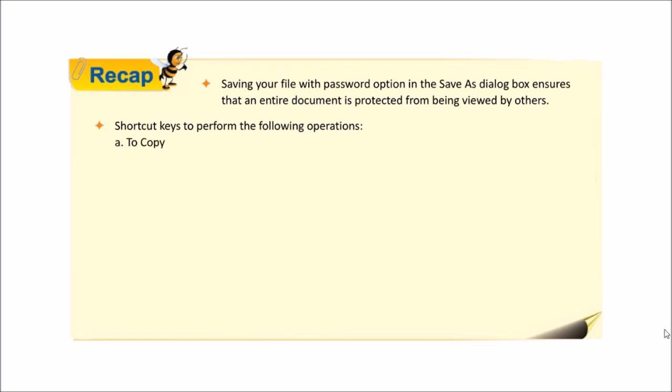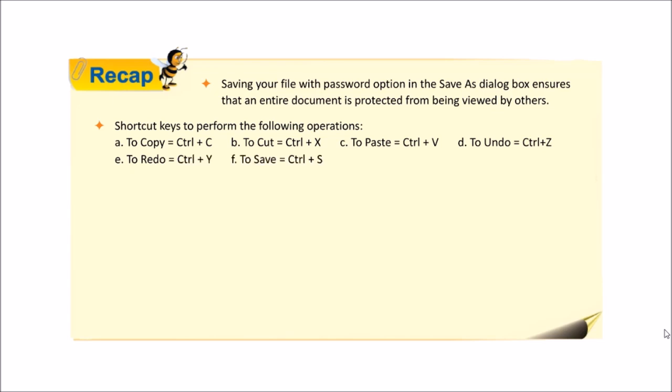Shortcut keys to perform the following operations. A. To copy, Ctrl plus C. B. To cut, Ctrl plus X. C. To paste, Ctrl plus V. D. To undo, Ctrl plus Z. E. To redo, Ctrl plus Y. F. To save, Ctrl plus S.